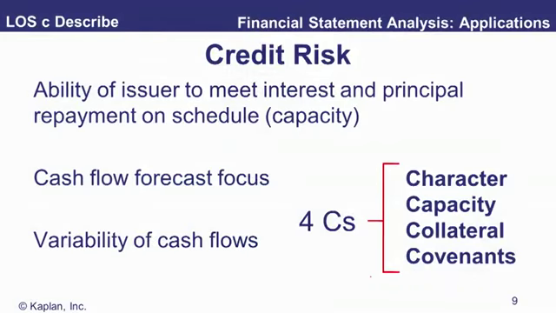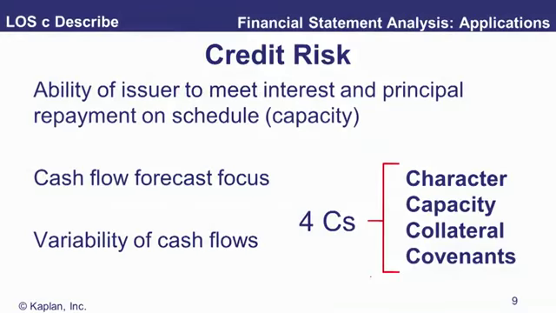Capacity is really looking at their ability to meet interest and principal payments on time. And typically we use a top-down approach here. So we start off with the direction of the economy, then their industry, and then finally down to the firm level. And there's going to be a lot of ratio analysis going on here, such as solvency ratios, such as safety ratios like interest coverage, etc.